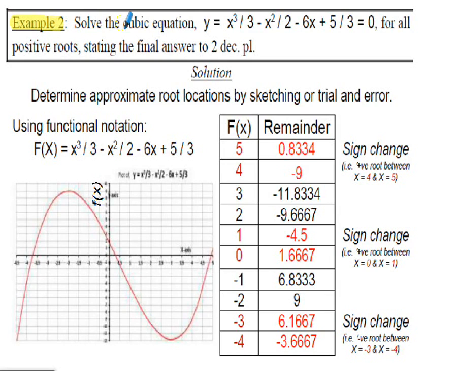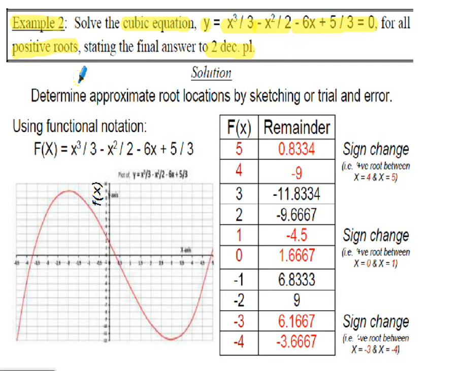Example 2. We're asked to solve a cubic equation, y is equal to x cubed divided by 3 minus x squared divided by 2 minus 6x plus 5 divided by 3 equals 0, for all positive roots. We'll state the final answer to 2 decimal places.